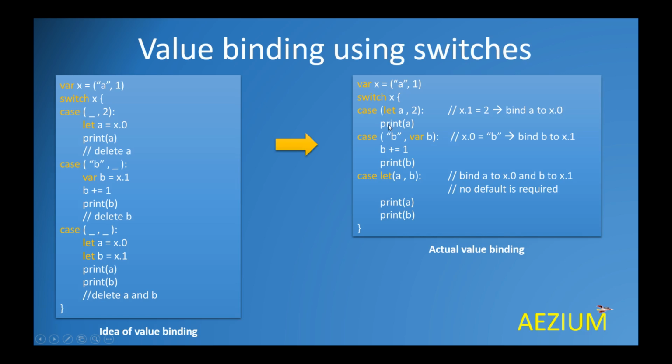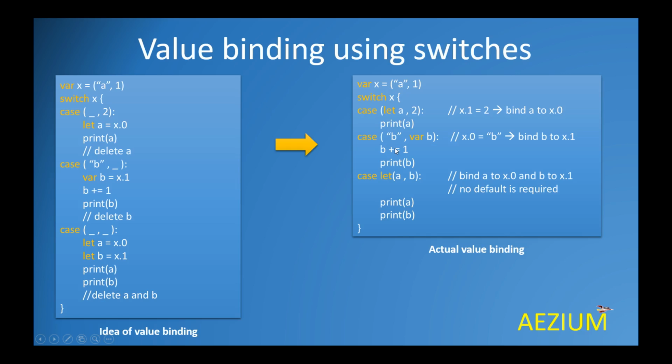And the rest of the code will remain as is, but notice that a, which is declared in here and a value is also assigned to it, can be used within the body of this case. We don't need to do any deletion here, and this automatically shows that a is a local parameter and it's only valid within the body of the first case.